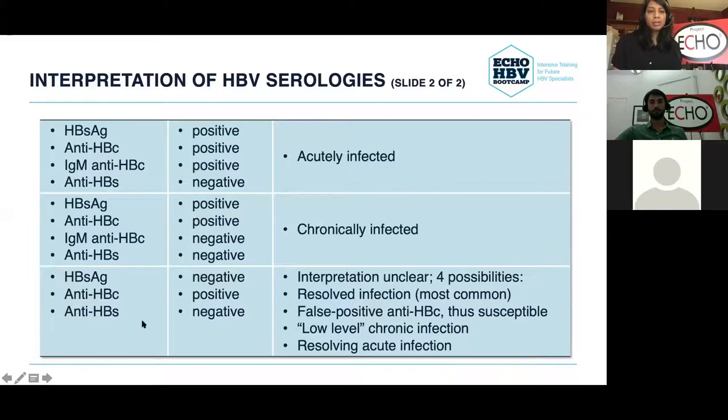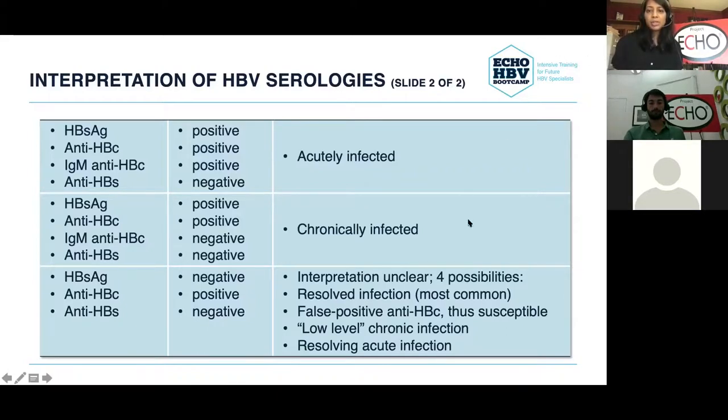Now let's talk a little bit about this last scenario, because this is, I think, where things can get a little confusing for folks. So let's say your surface antigen comes back negative, your core antibody comes back positive, but your surface antibody came back negative. So we just described various scenarios in which if your core antibody is positive, either your surface antigen or your surface antibody is positive. So we're talking about a very different test result here. Here we're only seeing isolated core antibody coming back positive. So there are a few different interpretations for these tests.